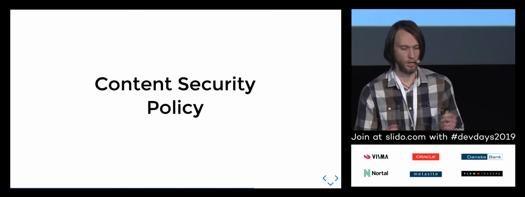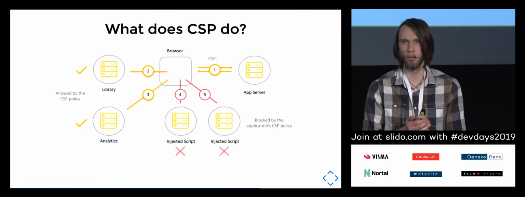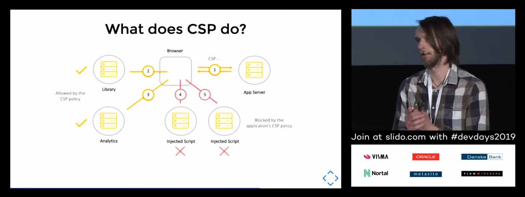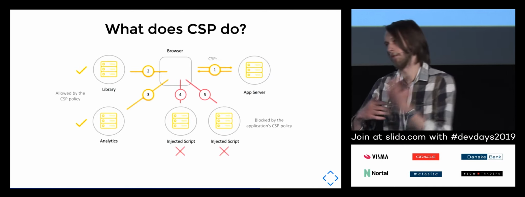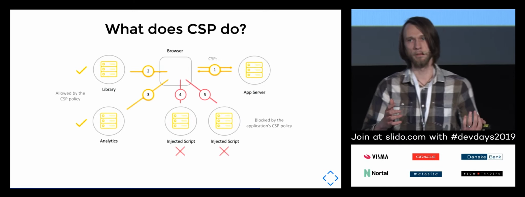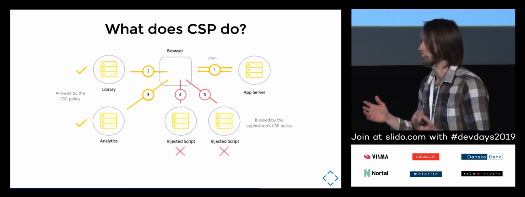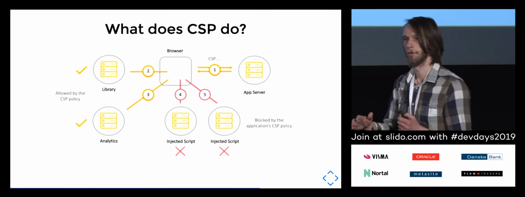Next subtopic is CSP headers, or content security policy. What's it all about? Again, if at some point our front-end developers made a mistake and there is some kind of hidden XSS vulnerability, we can still prevent it.